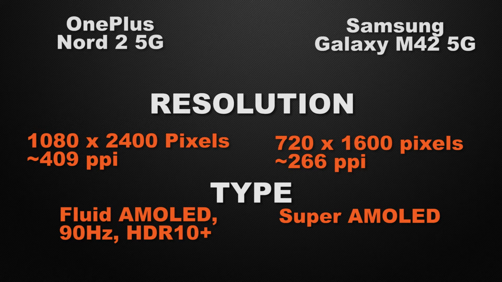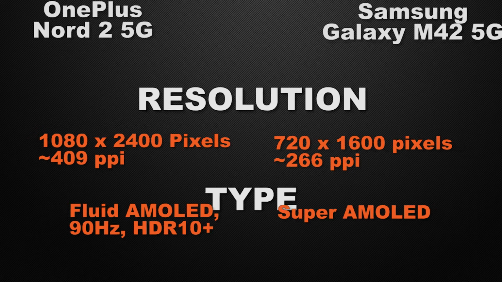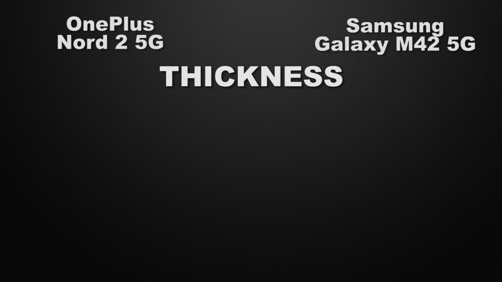So the winner here is Nord 2 because it has a 90Hz refresh rate, which can produce smooth transitions. Moving to the body features of the devices, let's start with the thickness of the devices. Nord 2 has 8.3 mm of thickness, whereas M42 has 8.6 mm of thickness.